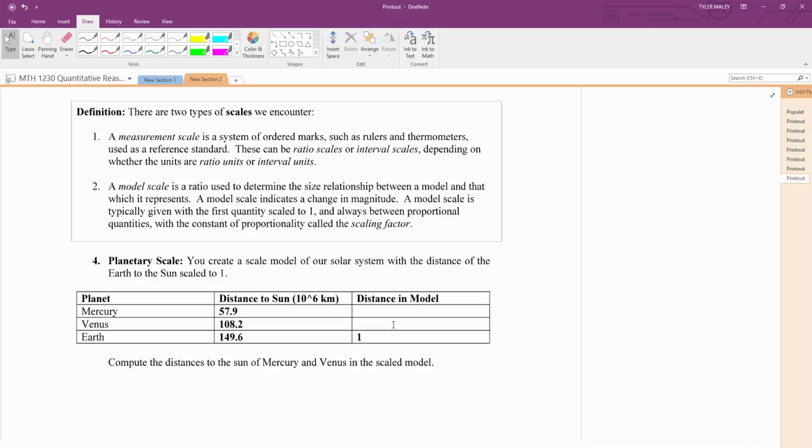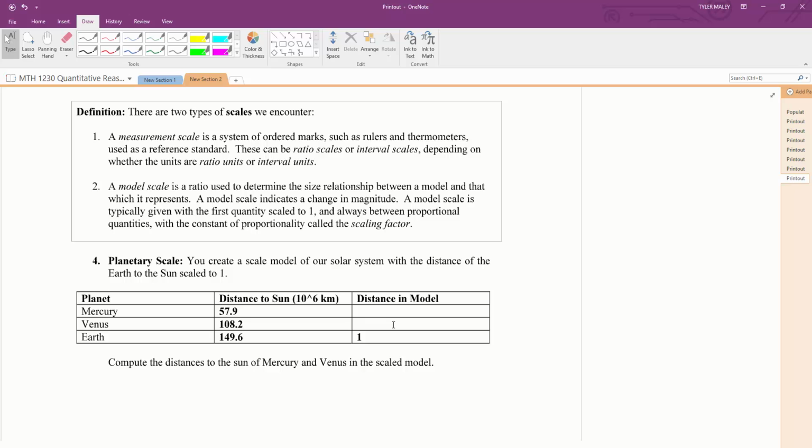All right, so on the next page we have 2 more definitions listed above, letting us know that we have 2 types of scales that we can encounter. The first thing is a measurement scale. This is some system where we have ordered marks like a ruler, and these can be ratio scales or interval scales, depending on whether the units are ratio units or interval units. That's what number 1 is saying. Number 2 is talking about a model scale, which is a ratio used to determine the size relationship between a model and that which it represents.